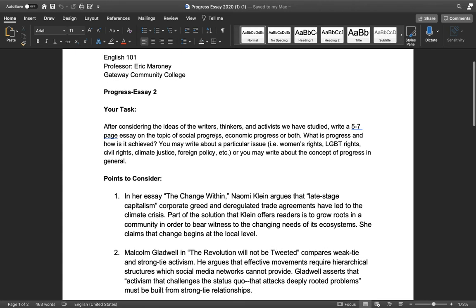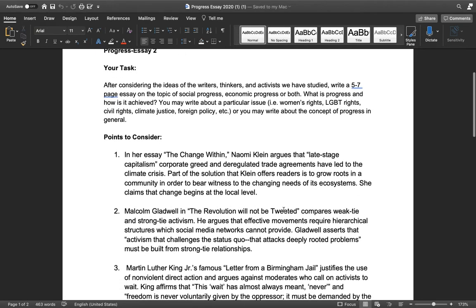Another idea you may have is when people think progress, you probably think technology. And technology is a kind of social progress. So you can write about the progress of technology and then write about the impacts that it's had on human beings. And you can discuss whether or not that is truly progressive or if it's something else, or the requirements, the things that were required in order to achieve that progress. Here are some points to consider.